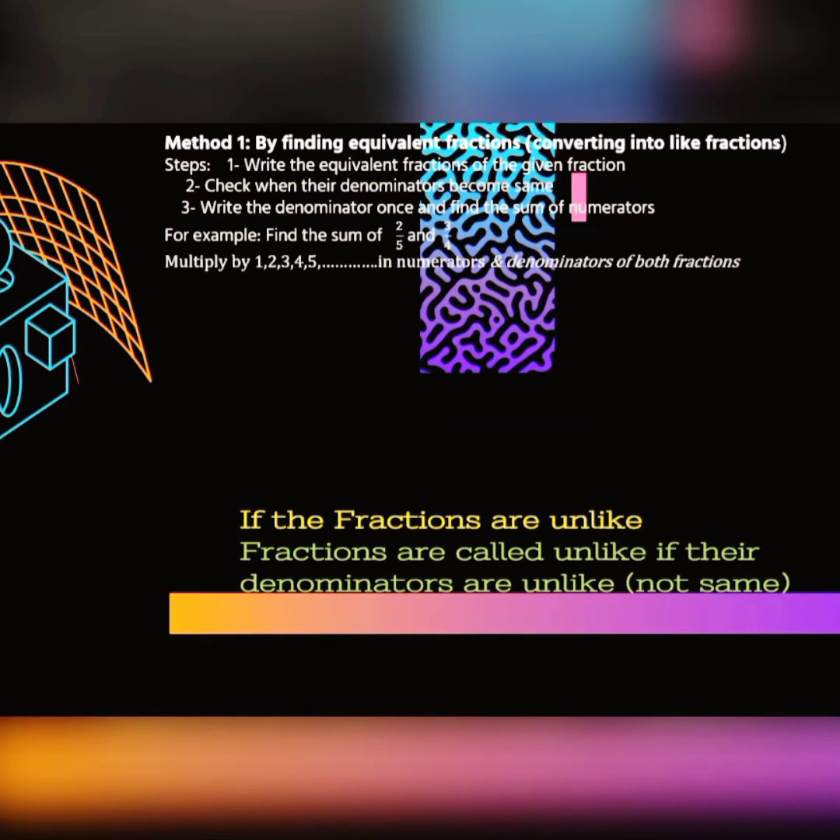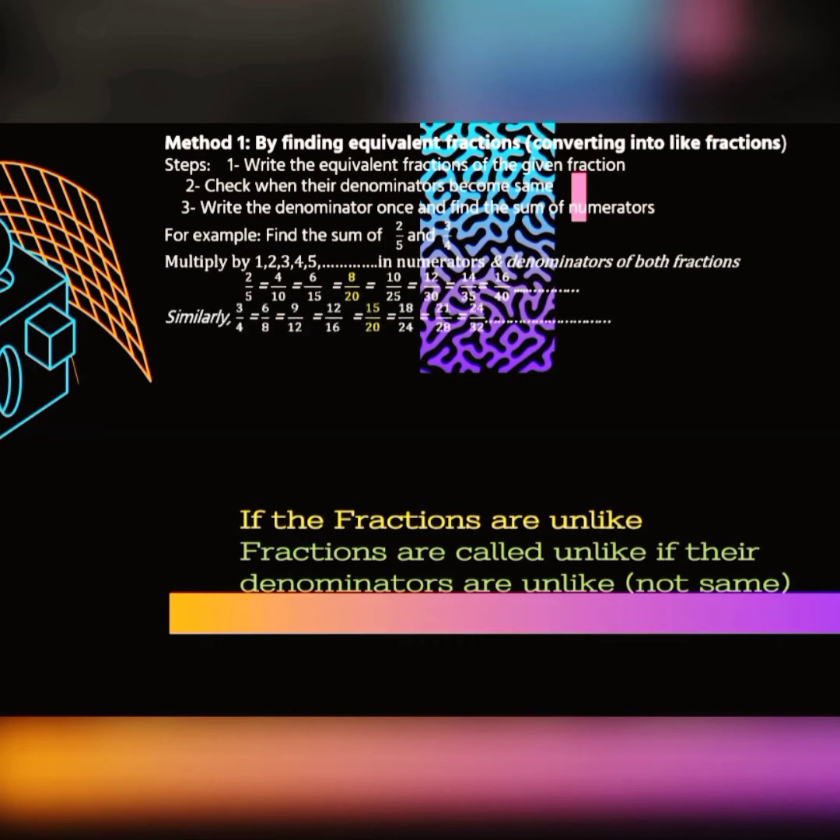So first you need to multiply by 1, 2, 3, 4, 5 and so on in the numerator and denominator of both fractions. So when 2 upon 5 is multiplied by 1, 2, 3, 4 and 5, you get the result 4 upon 10, 2 3s are 6, 5 3s are 15, 8 upon 20, 10 upon 25, 12 upon 30, 14 upon 35 and so on.